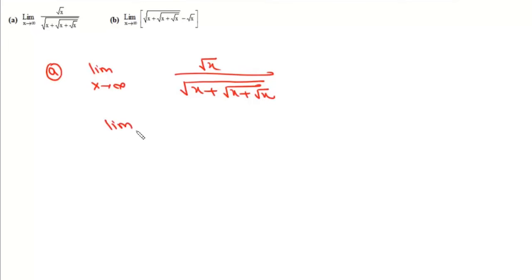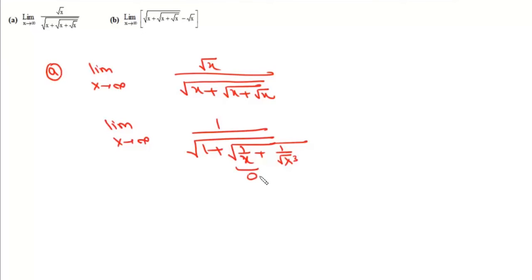So we'll write this as limit x tends to infinity of 1 upon 1 plus under root of 1 by x, which will be under root of x cube. Now if we take x as infinity, it will be 0. So the answer to this limit is simply 1.